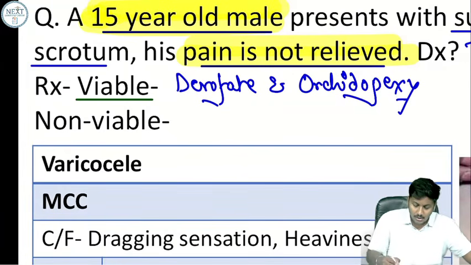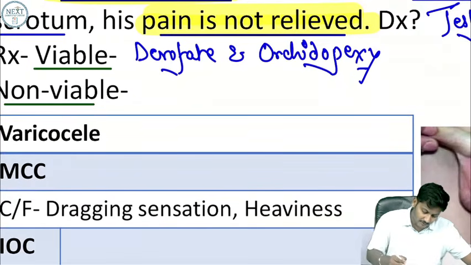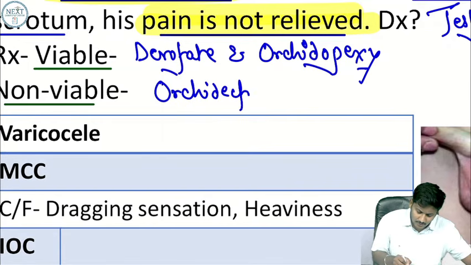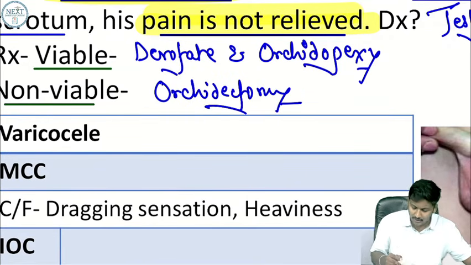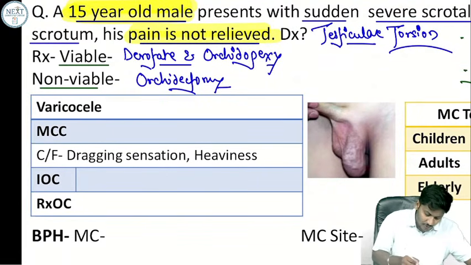Clear? If the testis is non-viable, definitely, please remember, whenever the testis is non-viable or it has undergone necrosis, we have to do an orchidectomy. I cannot keep a necrosed testis. That is what is important. So if the testis is viable, then obviously we have to perform an orchidopexy. And whenever the testis is non-viable, then we have to go for an orchidectomy.